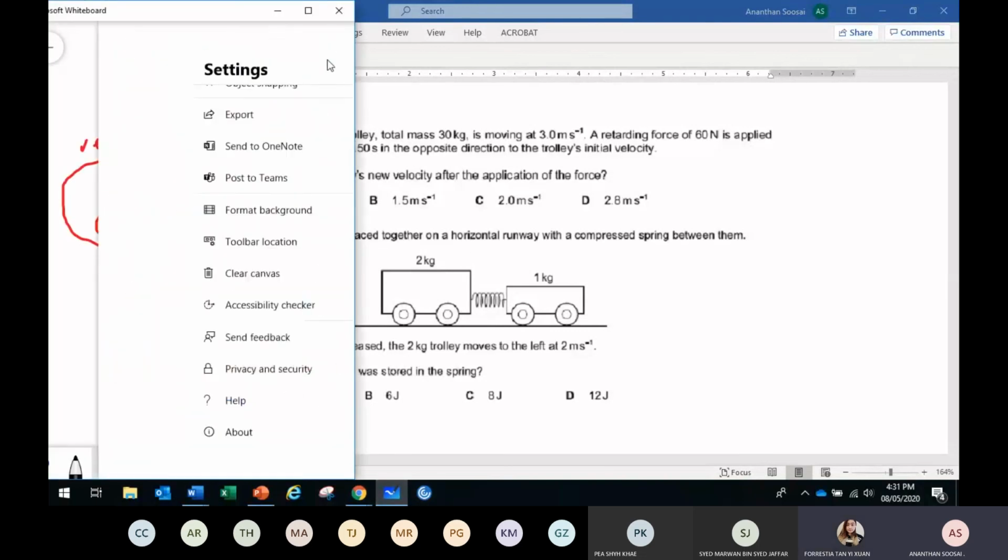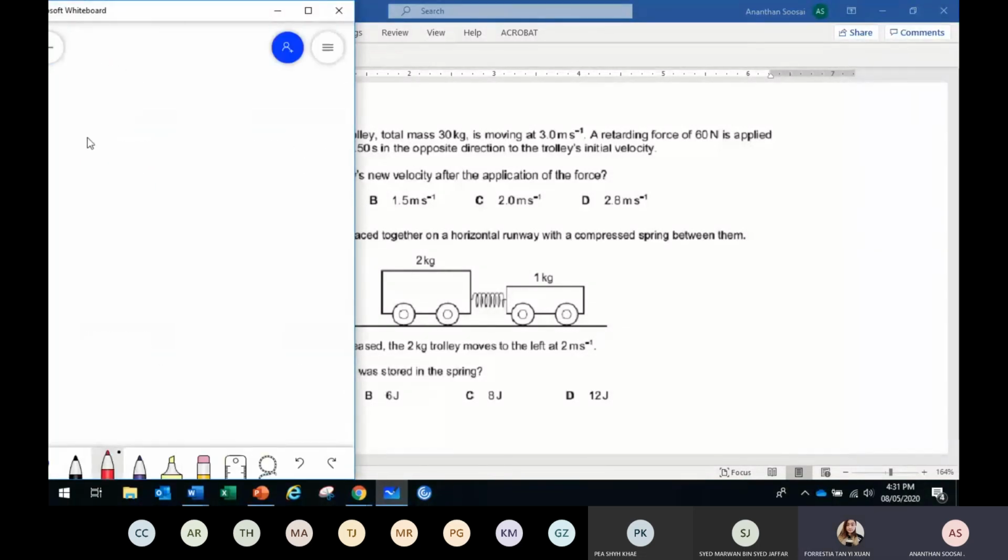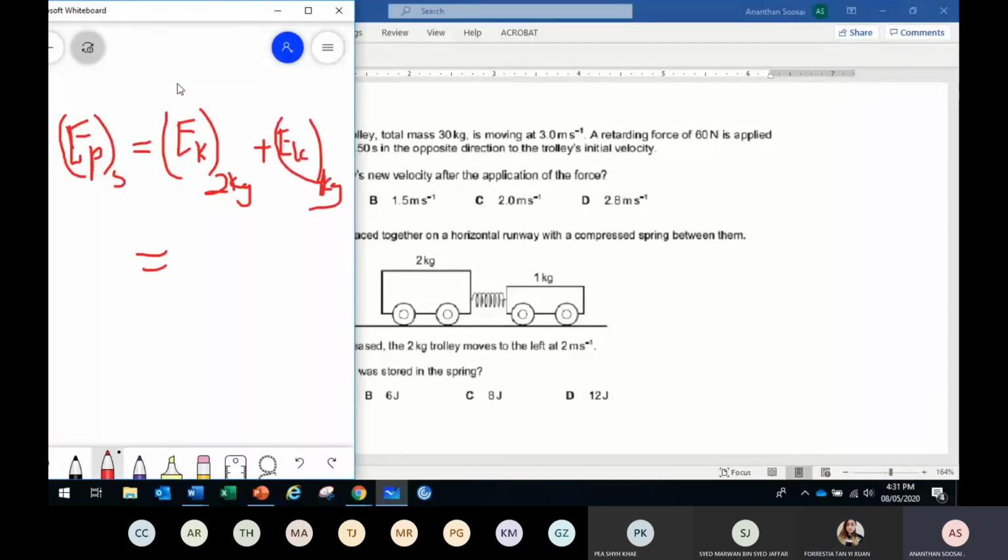So that's how you work it out. The potential energy of the spring should equal the EK of both trolleys, the EK of the 2 kg and of course the EK of the 1 kg. That's the first point you have to know. Second, how do you find the kinetic energy of each? Half mv squared plus half mv squared. This is 1, this is 2.